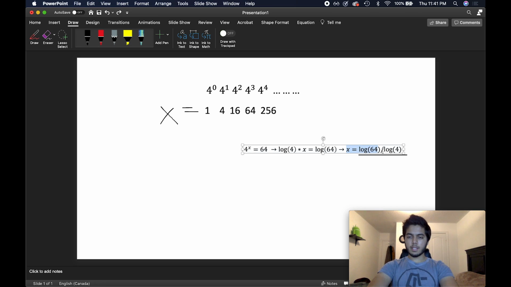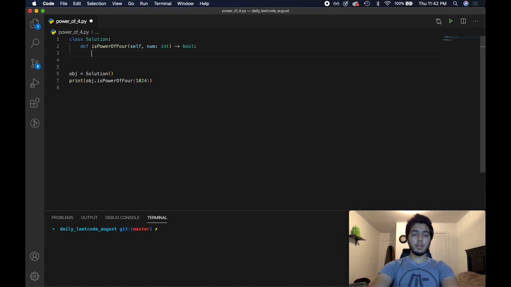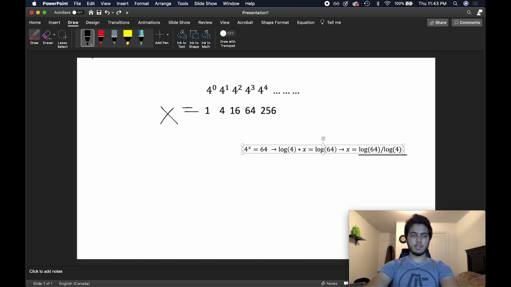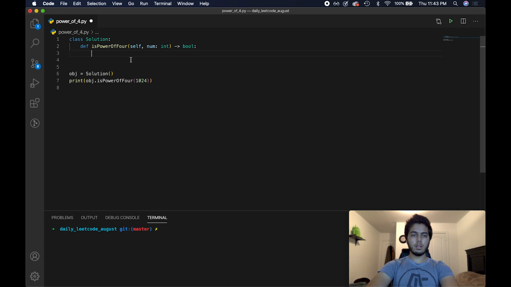All right, so we're simply going to take this little equation here and write that in Python. Also, another thing that we know about exponential functions is that they can never equal or be less than 0. Remember, the graph looks something like this. We have our y-axis and our x-axis, and an exponential function is something like this. So it never goes to 0 or below 0, right? So right off the bat, we can say that if num is less than or equal to 0, we are going to return false.